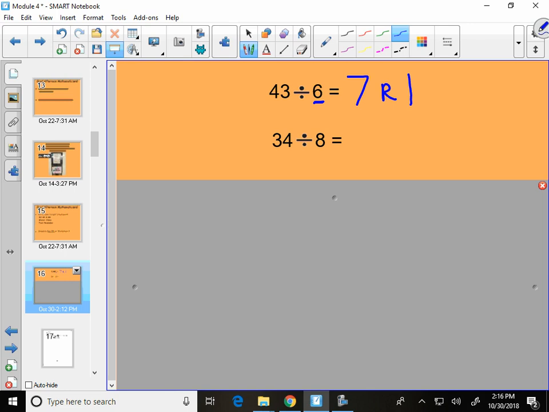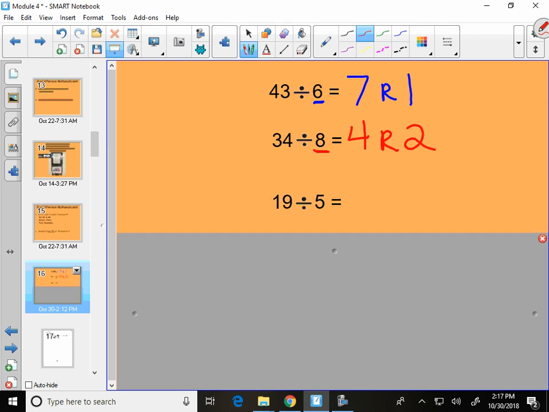34 divided by 8. It's not going to work out perfectly because I know my facts of 8, and I know that 34 is not one of them. So I'm going to think, 8 times what gets me really close to 34? Oh, 8 times 5 is 40. That's too much. Do 8 times 4. But 8 times 4 is only 32. 33, 34. 2 more will get us up to 34.